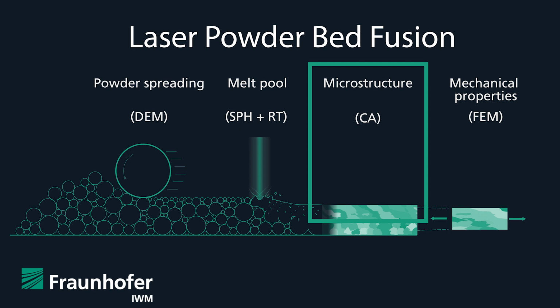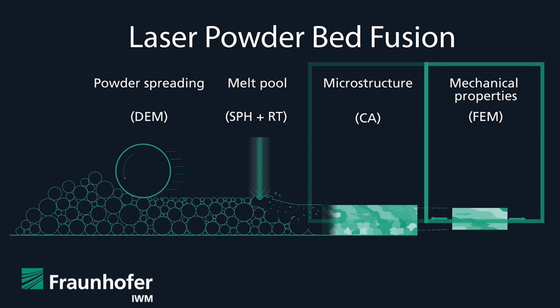In order to predict the formation of the metallic microstructure, we apply a method called cellular automaton. For this simulation, we use the local temperature to compute the growth kinetics of the microstructure grains. The results of this simulation display the shape, size, and orientation of the grains, which constitute the microstructure of the produced part.